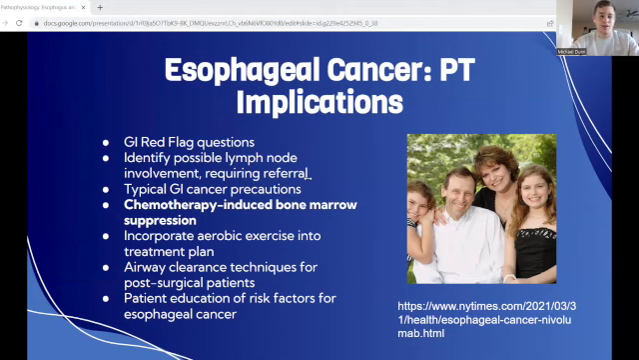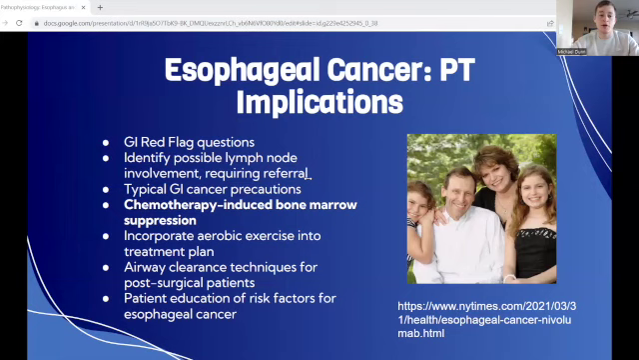Incorporating aerobic exercise into the treatment plan. So moderate aerobic exercise, again, a lot of similar things that we would see with any cancer patient. Then some other ones here, airway clearance techniques for patients post-surgery if they were stage 1 and 2. And then patient education for risk factors, just making people aware if it's suspected that they are on that track.